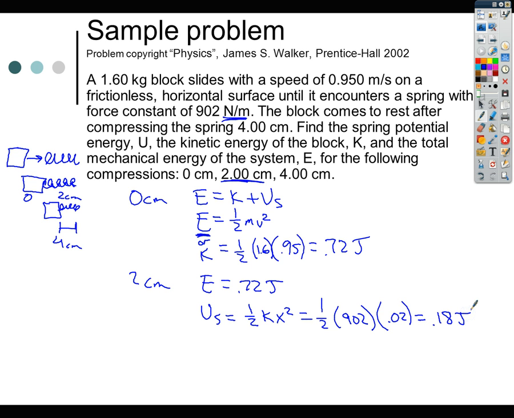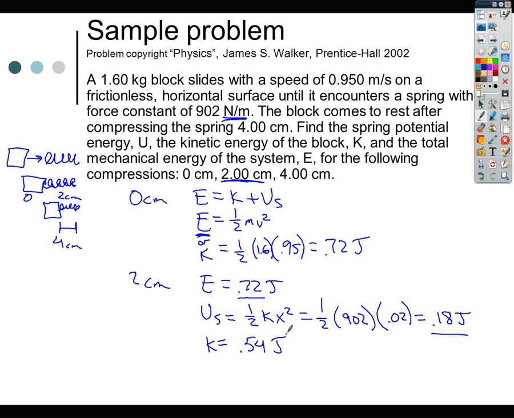Now all you have to do is take the total energy, which is 0.72, minus 0.18, and that will give you the kinetic energy of the object at that point. You should end up with 0.54 joules for kinetic energy.